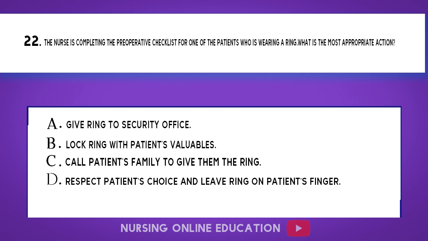22. The nurse is completing the preoperative checklist for one of the patients who is wearing a ring. What is the most appropriate action? A. Give ring to security office, B. Lock ring with patient's valuables, C. Call patient's family to give them the ring, D. Respect patient's choice and leave ring on patient's finger. The answer is option B, lock ring with patient's valuables.